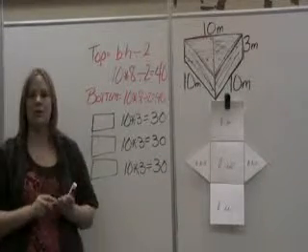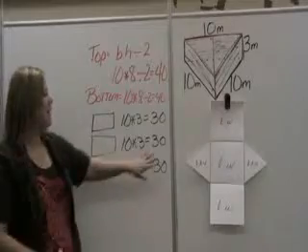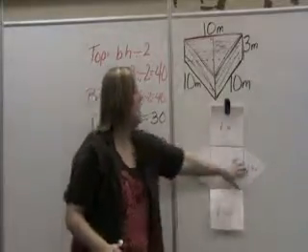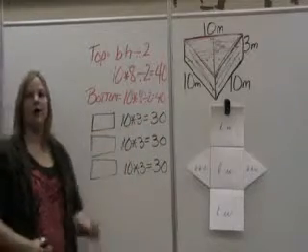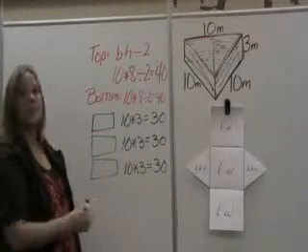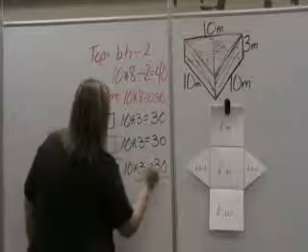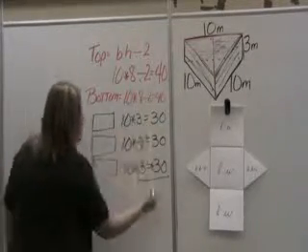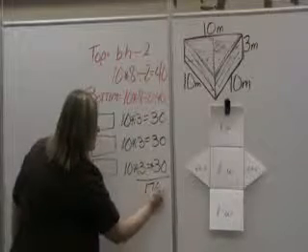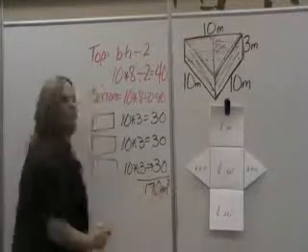Finally, to find the total surface area, you take all 5, 1, 2, 3, 4, 5, and make sure you have 5. Take all 5 answers and add them together. 30, 60, 90, plus 80, 170 meters squared.